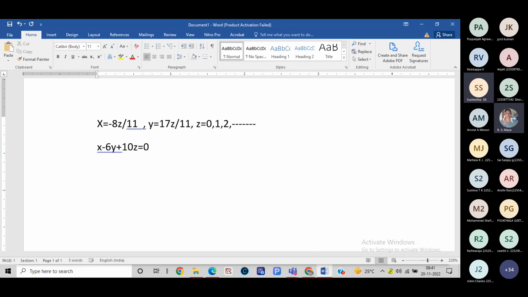What is x now? Minus 8z divided by 11. Minus 6 into y, what is y? 17z by 11, plus 10z is equal to 0. You keep 10z as it is. Now take the common factor: minus 8 by 11 and minus 6 into 17 by 11. You have to take 1 by 11 as the common factor.